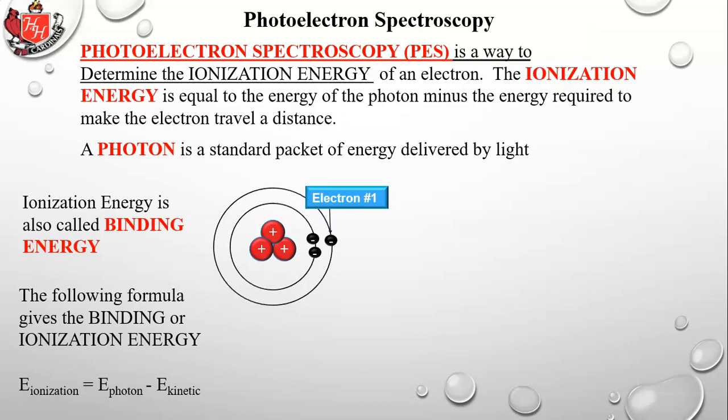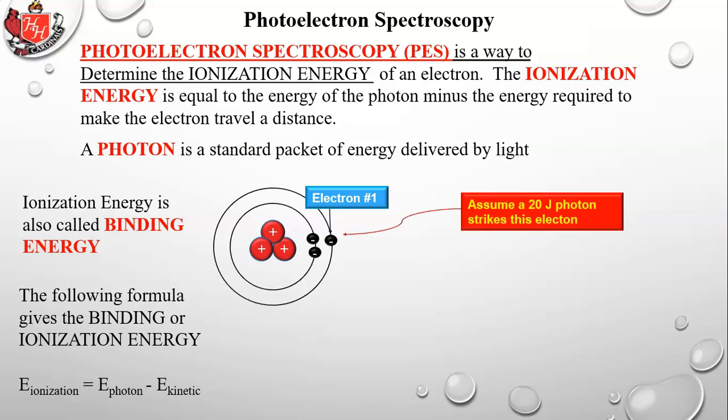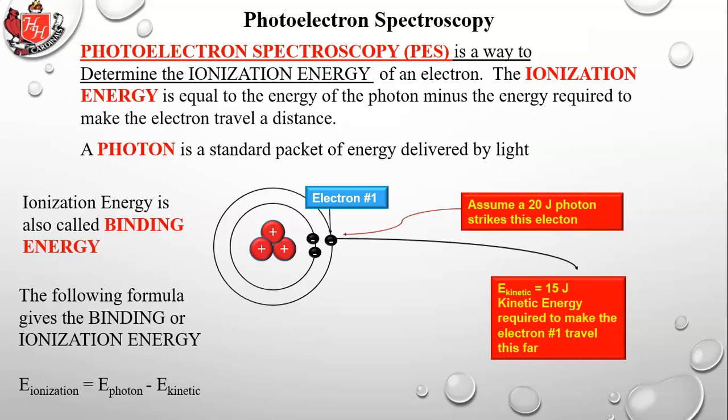So here's electron number 1. This is obviously a lithium atom. We're not counting the neutrons here because they have nothing to do with this discussion. So there you see the 1 valence electron for lithium. It's in the second orbital, so we're going to just call that electron number 1. So let's assume that a 20 joule photon, so a little packet of energy that has 20 joules of energy, strikes that electron. Then the kinetic energy, the energy of the motion of that electron that's flying away, they have devices that can do that, and it's determined that that kinetic energy, E kinetic, is 15 joules.